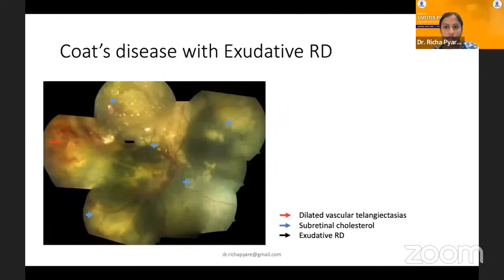Another case of exudative retinal detachment with vascular abnormalities. This is the fundus photo of a 6-year-old boy with unilateral findings of vascular telangiectasias marked out by the red arrow, subretinal cholesterol, and exudative retinal detachment. This is a classic case of Coats. This FFA can confirm the telangiectatic vessels.